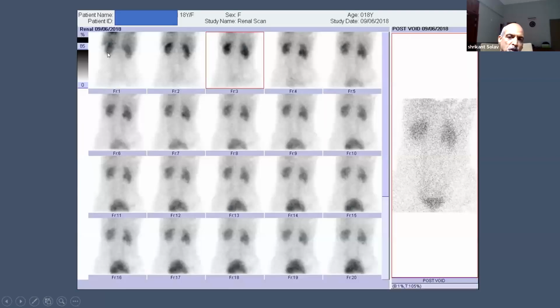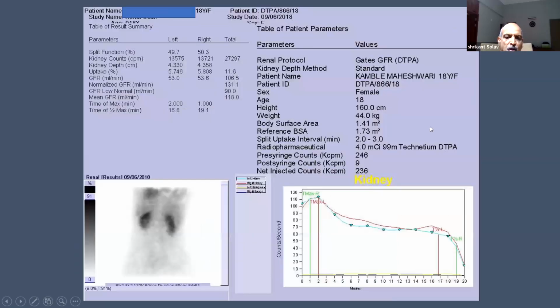Now look at this. The left kidney appears to be smallish. The right kidney is normal, but uptake is normal on both the sides. And there is good excretion. And that's the post-void image. And that's the renogram pattern. Left kidney shows the green one, nice uptake and excretion. The right kidney also has nice excretion. So where is the problem?